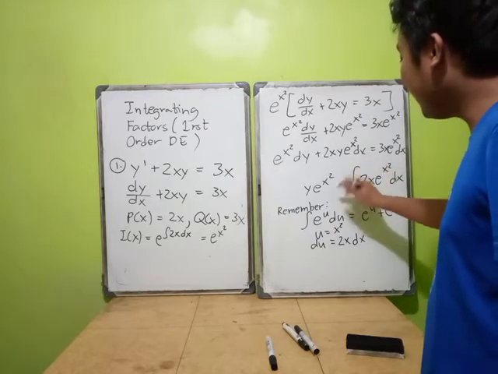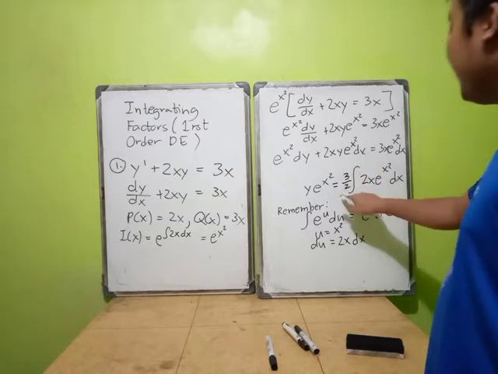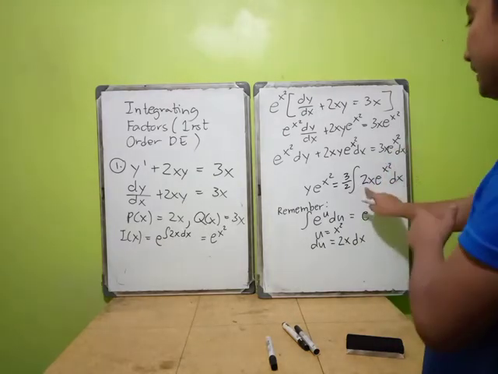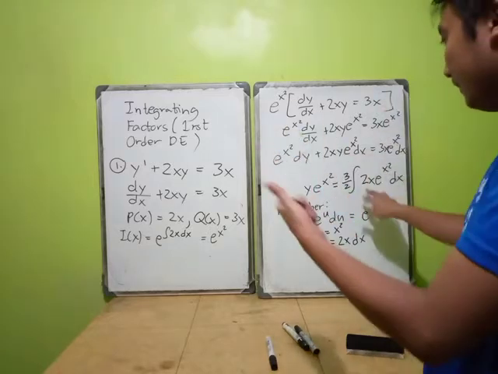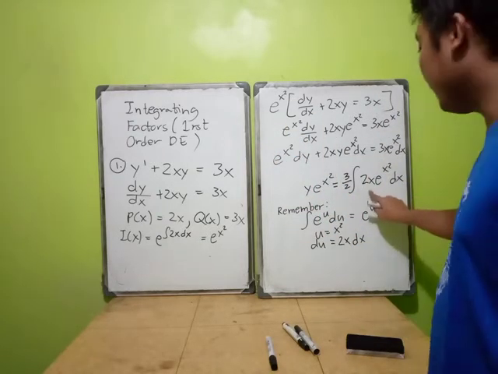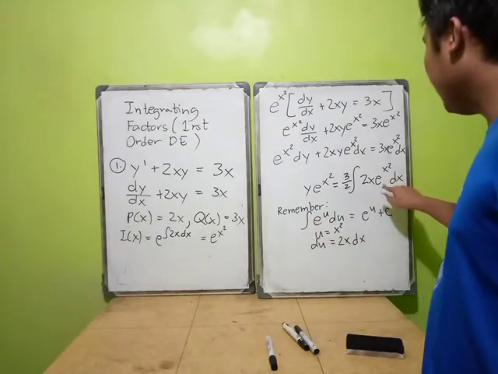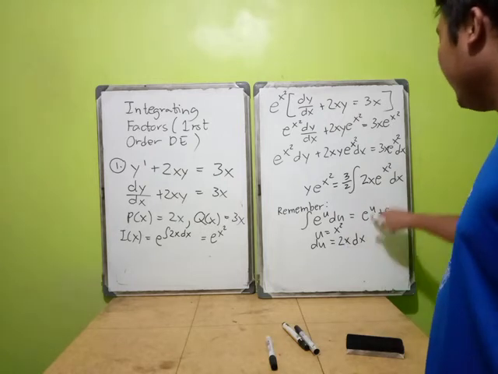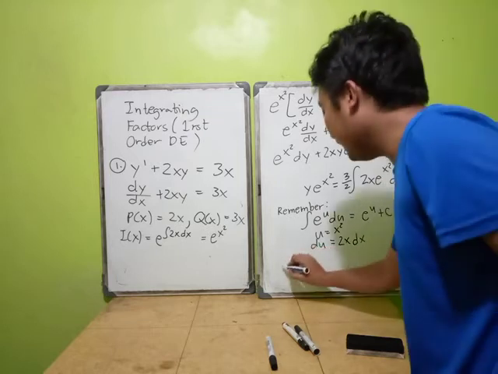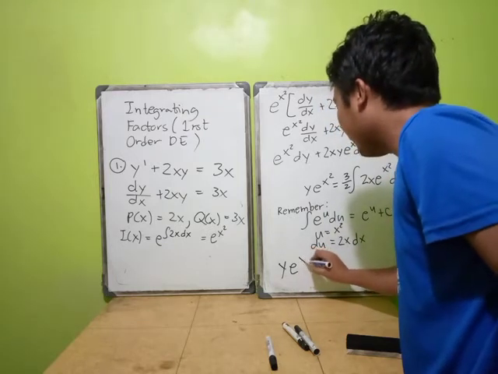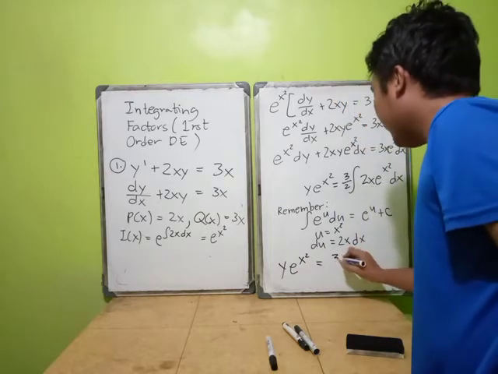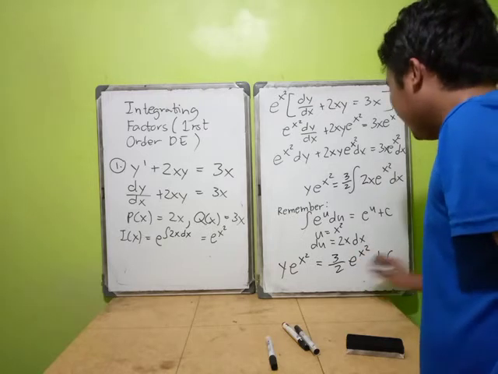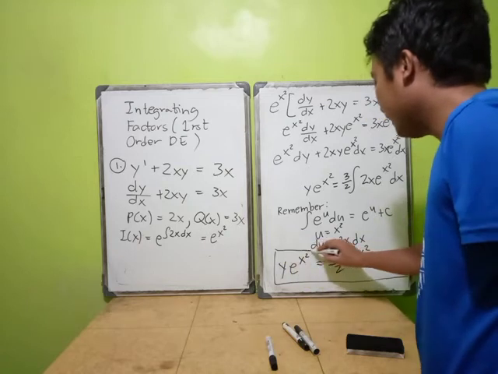And then, let's take out the 3. Let's make it 3 halves so that when you multiply, it becomes 3x e to the power of x squared still. Okay? So, I took it out so that we can integrate what is inside. So, therefore, we integrate, it goes back to e to the power of u plus c. What is u? x squared. So, e to the power of x squared. So, our answer is y e to the power of x squared is equal to 3 halves e to the power of x squared plus c. So, this will be your answer.